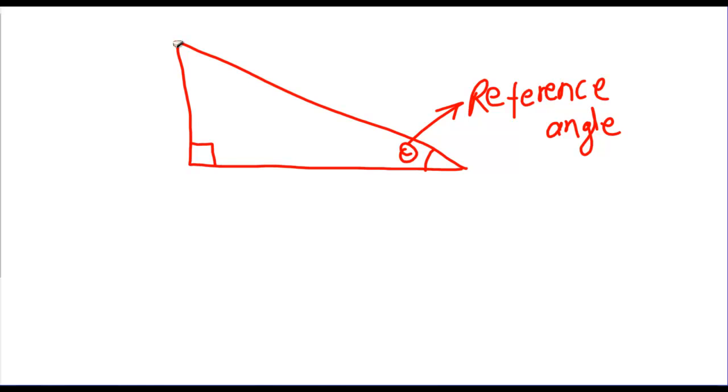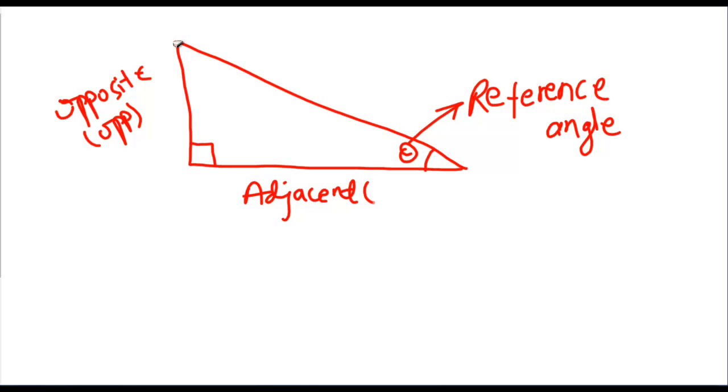So the side that is opposite to this reference angle is called the opposite. In short, I'm going to write it as OPP. The side that is adjacent to this reference angle is called the adjacent. In short, I'm going to write it as ADJ. And the longest side in a triangle is our hypotenuse. In short, HYP. Now, let's see how we could define our trigonometric functions based on this right triangle.